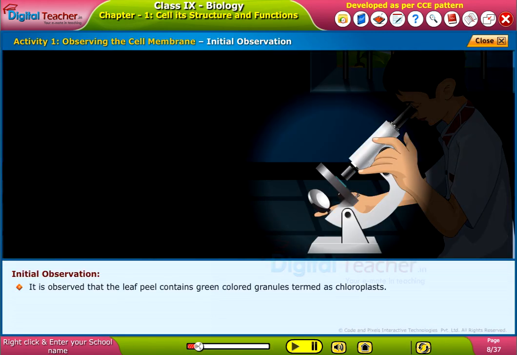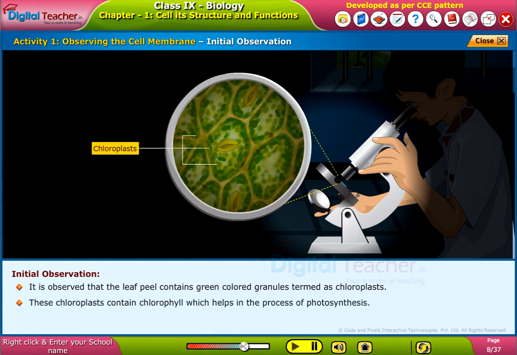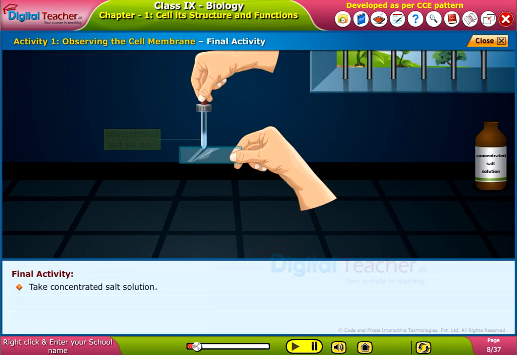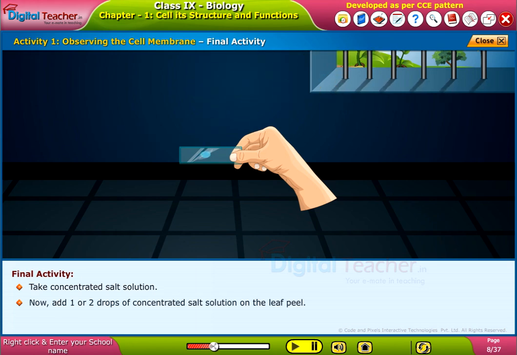It is observed that the leaf peel contains green-colored granules termed as chloroplasts. These chloroplasts contain chlorophyll, which helps in the process of photosynthesis. Take concentrated salt solution. Now add 1 or 2 drops of concentrated salt solution on the leaf peel.